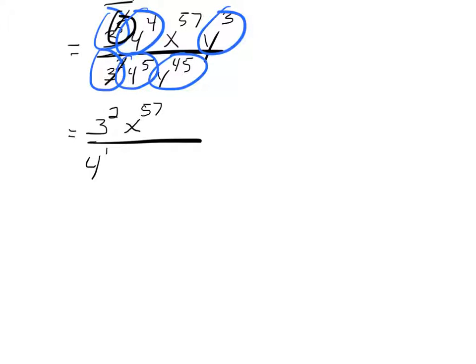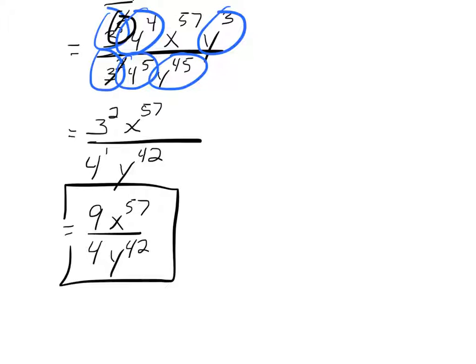And then the final move is to do some canceling with my y factors here. 3 of the y's in the numerator cancel 3 of them in the denominator, leaving me with, let's see, 42 in the denominator. If I wanted to multiply these numbers out, which I don't necessarily need to, I could just clean it up to look like this: 9 x to the 57 over 4 y to the 42nd, and that is as simplified as that can get.